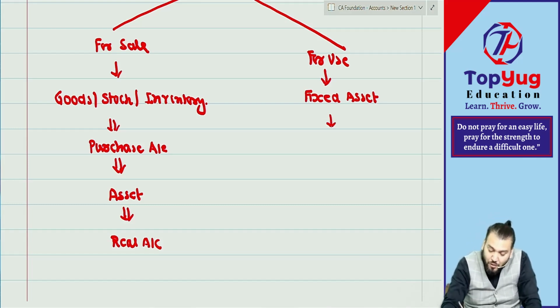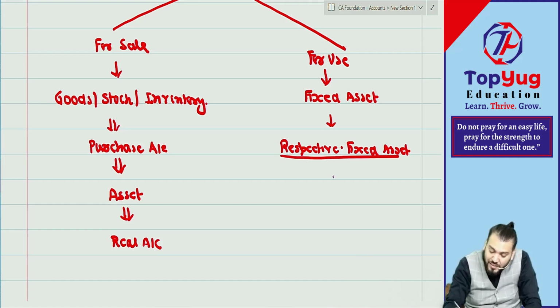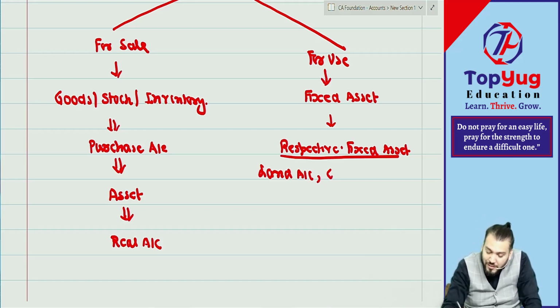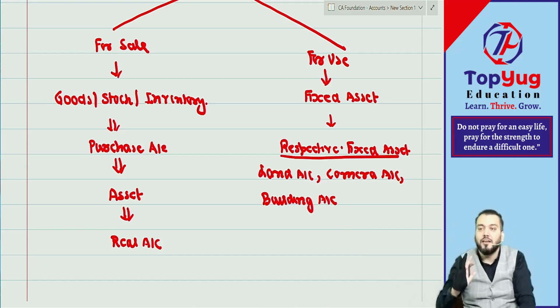So for these we open the respective fixed asset account. Respective fixed asset account means if you purchase land, you will say land account. If you purchase mobile, we'll call it mobile account. If you purchase camera, we'll call it camera account. If you purchase building, we'll call it building account. If you purchase plant and machinery, we'll call it plant and machinery account. If you purchase furniture, we'll call it furniture account.